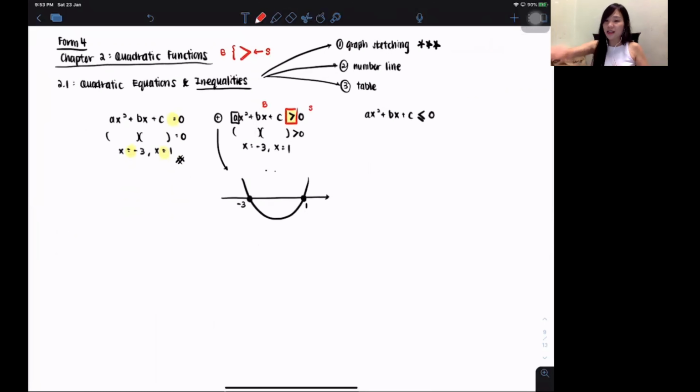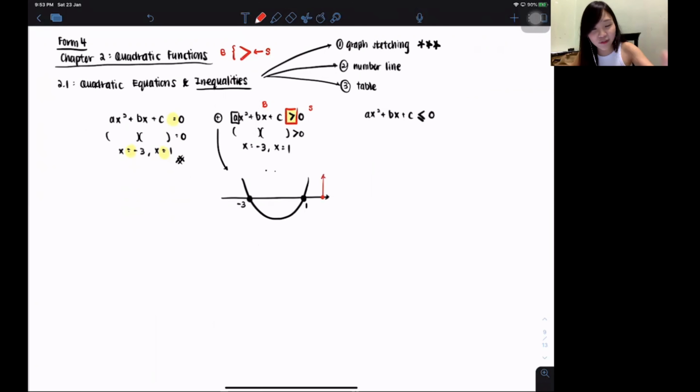And listen to me, this is the x-axis. This is the x-axis, guys. So this is the origin, okay? So when you're bigger than 0, you should be above the origin. If you're smaller than 0, you should be below the origin. So now you are bigger than 0. The origin is here. So isn't it that you should be up? So if you are up, then where should you sketch?